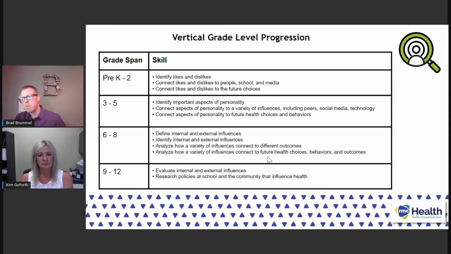And then as they move to middle school, now we're starting to really help our students be able to differentiate between those internal influences and external influences, and hopefully to be able to connect those to their future health choices and behaviors. And then as we progress to high school, you see the shift in verb there to evaluate. So we're getting to a higher order of thinking. And I love how we even move into our community, the policies at school, more of that advocacy piece. And so I hope this helps you understand the standard as a whole by looking at it in a vertical manner here.